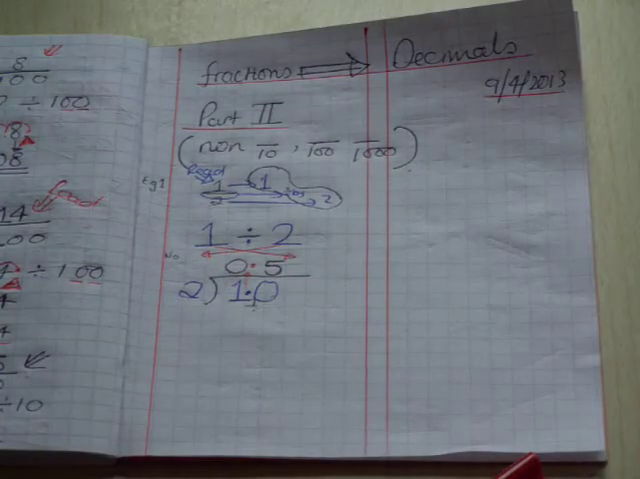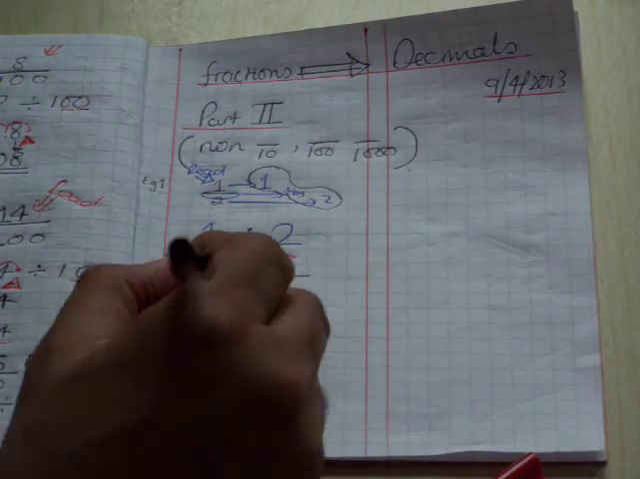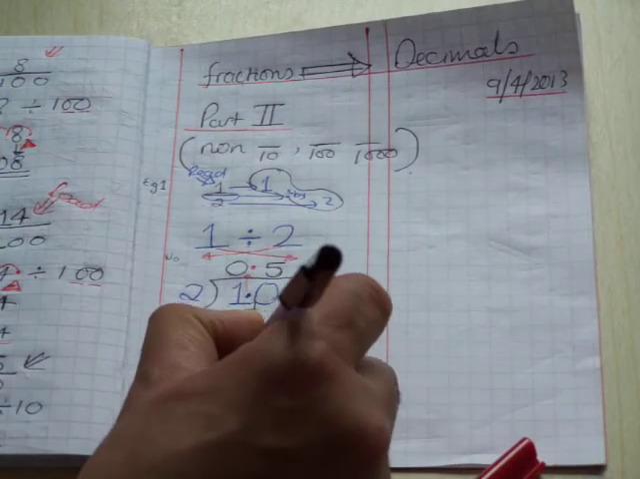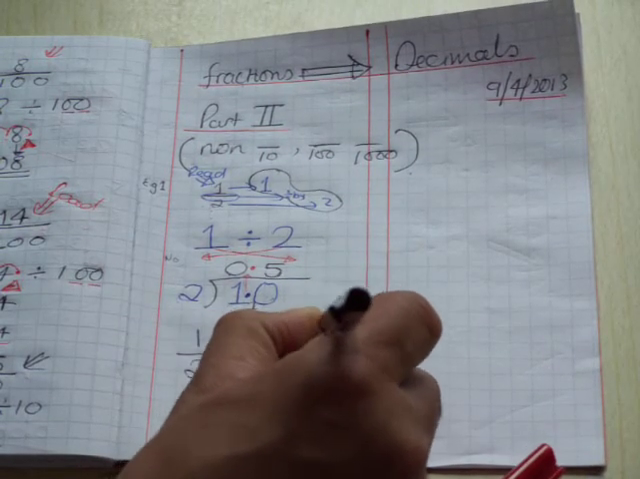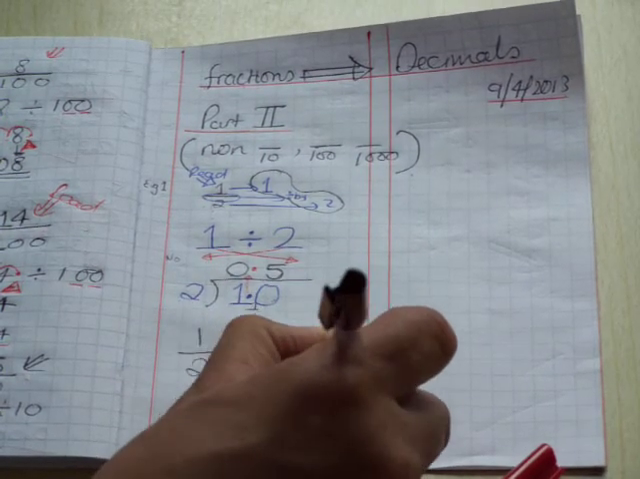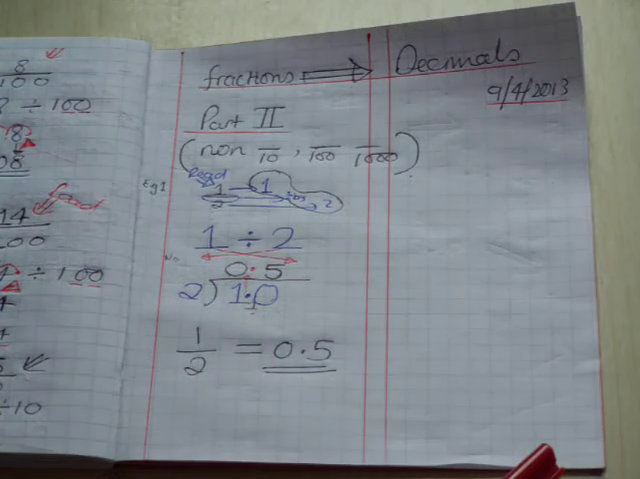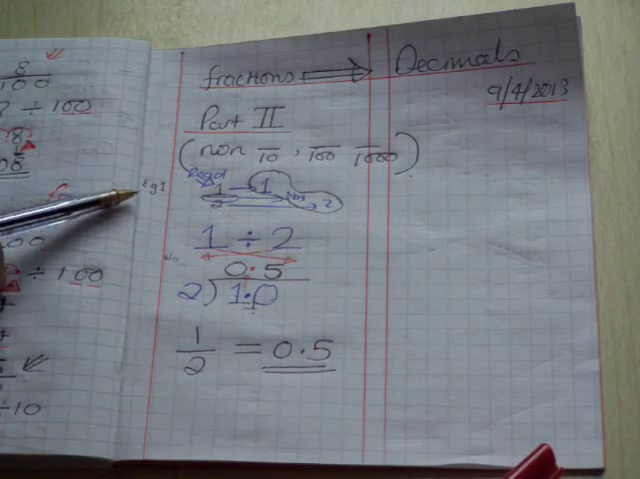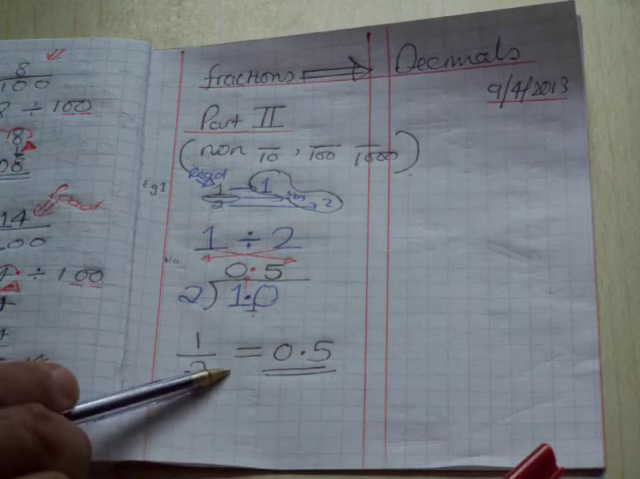So, we have 0.5. So a half is equivalent to 0.5. Done. So the first part of the technique is all about reading. A lot of the techniques that I'm showing you in these videos is about being able to understand the mathematics and have ownership of it. Okay? So let's quickly go back through this question again.